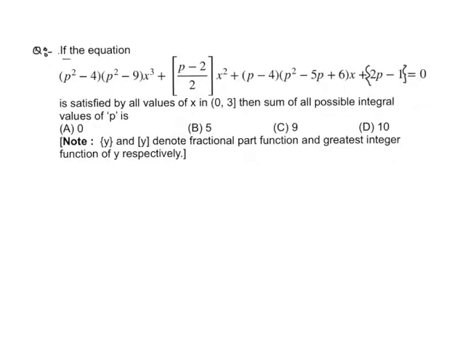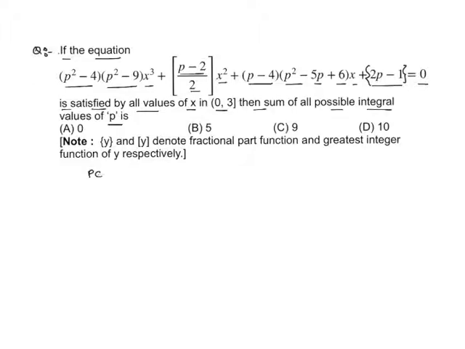Next problem: if the equation (p² − 4)(p² − 9)x³ + [greatest integer of (p − 2)/2]x² + (p − 4)(p² − 5p + 6)x + {fractional part of 2p − 1} = 0 is satisfied by all values of x in the open interval (0, 3), then the sum of all possible integral values of p is.